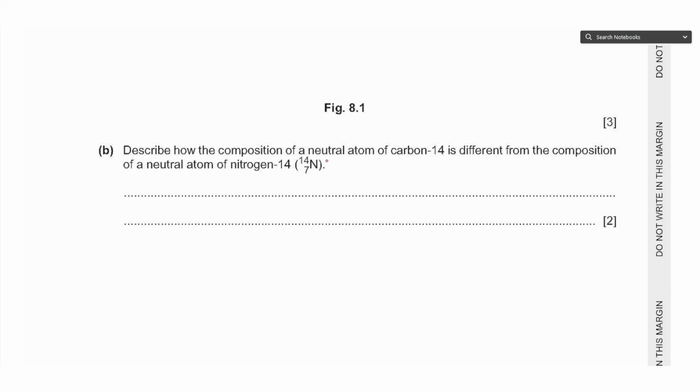Part B says describe how the composition of a neutral atom of carbon-14 is different from the composition of a neutral atom of nitrogen-14. So carbon-14 was 14 and 6. Nitrogen-14 is 14 and 7. So we have one more proton, but the same number of nucleons means that we have one less neutron. So one more proton and one less neutron in the nucleus.